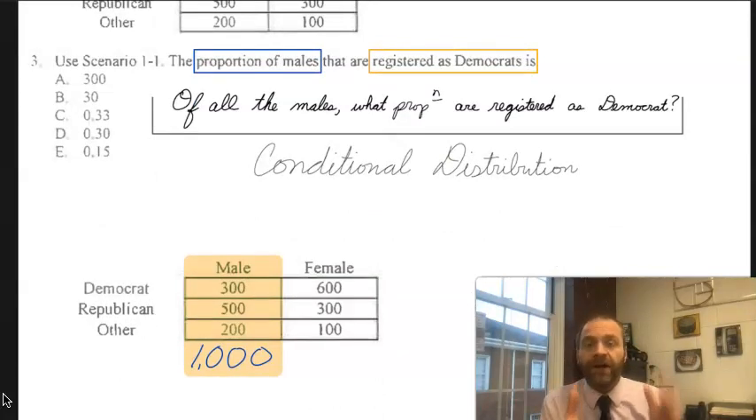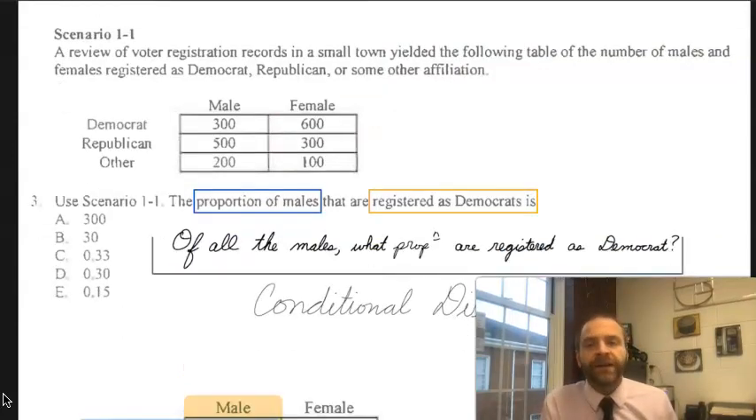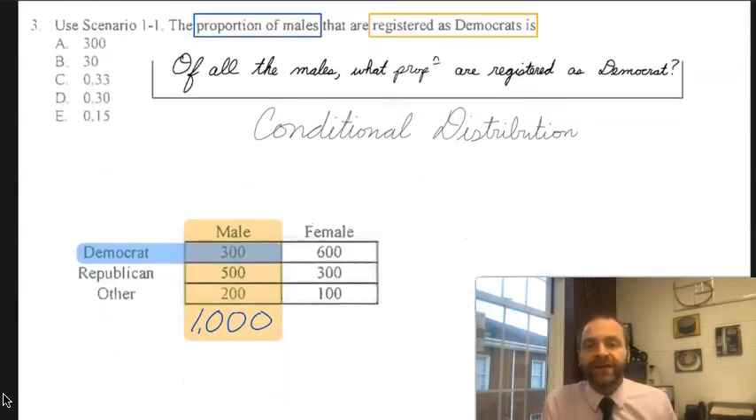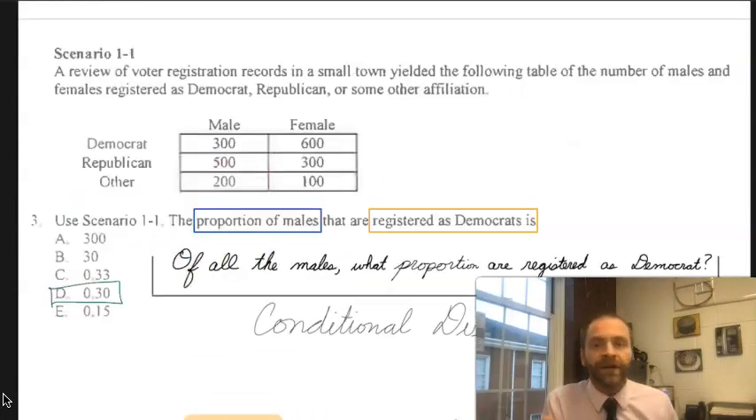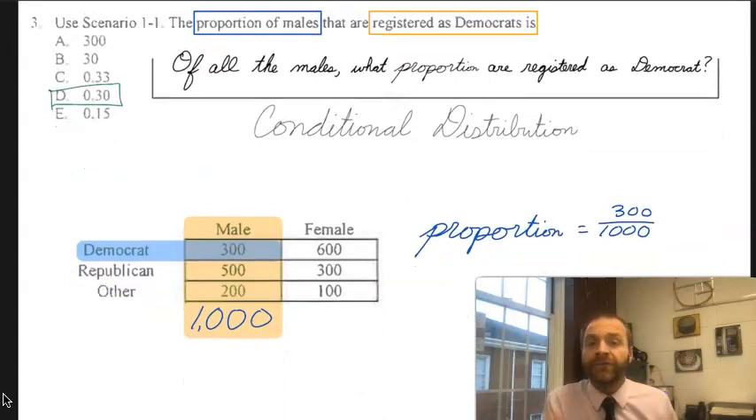Of all the males, of all 1,000, what proportion of those are registered as Democrats? So what I'm going to do is I'm going to look at the Democrat row, and that has 300 of them there. And so if I have 300 Democrats out of the 1,000, that's going to give me a probability of 300 out of 1,000, which is 0.30. The answer is D.